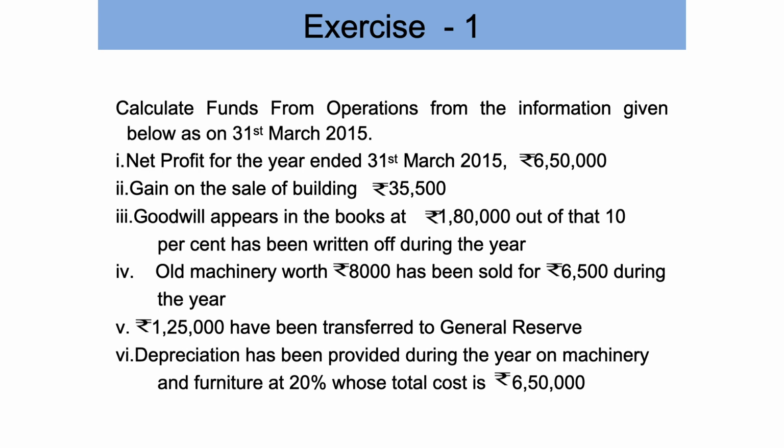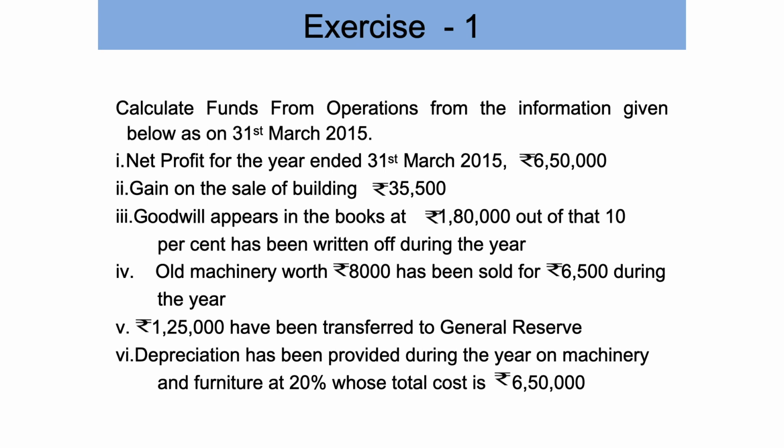Then old machinery worth rupees 8,000 has been sold for rupees 6,500 during the year. So 1,500 rupees loss on sale of machinery. This is also non-operating expenses. Rupees 1,25,000 have been transferred to general reserve. This is also non-operating expenses.